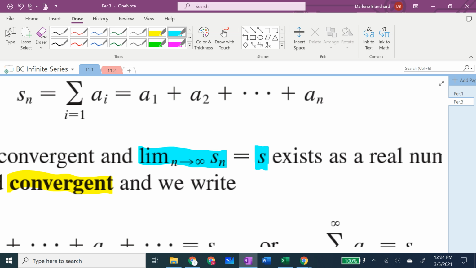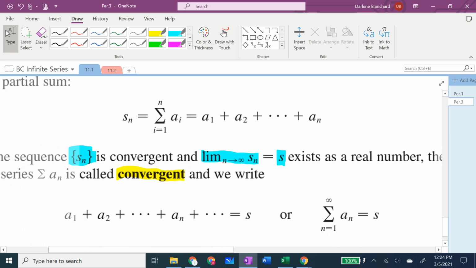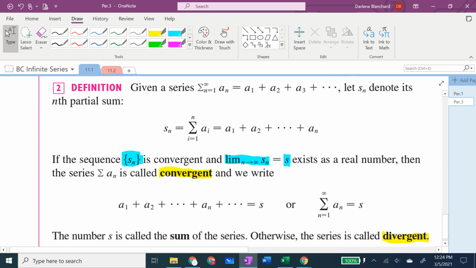Now, if that limit exists and it is a real number, it wouldn't exist if it wasn't a real number, then we call that infinite series convergent. And then you can see here, when you have the plus dot dot dot after the formula, you are referring to it as an infinite series. If you do not put the plus dot dot dot and this is all you write, then you are referring to the nth partial sum.